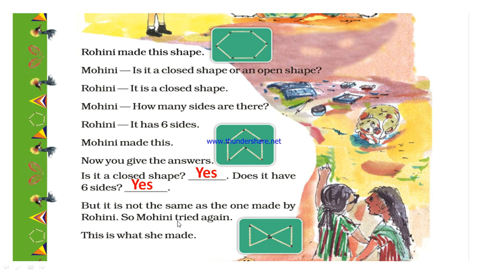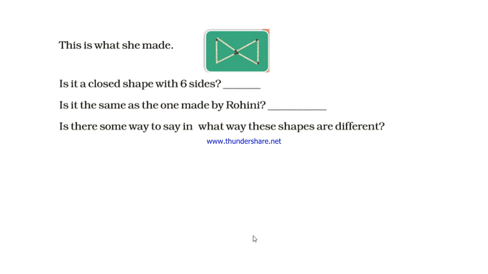So Mohini tried again. That is what she made. Let's see the next slide. Is it a closed shape? Of course, it's a closed shape with 6 sides. Let's count. 1, 2, 3, 4, 5, 6. Is it the same as the one made by Rohini? No. So the three shapes have 6 sides only, but they are different.